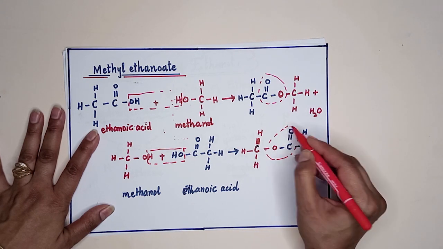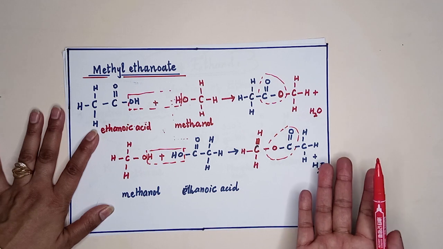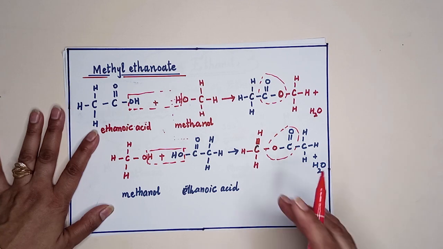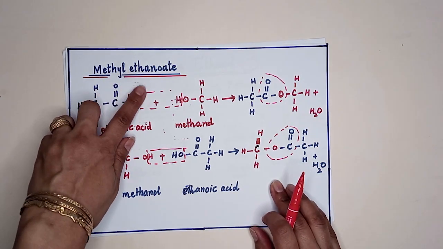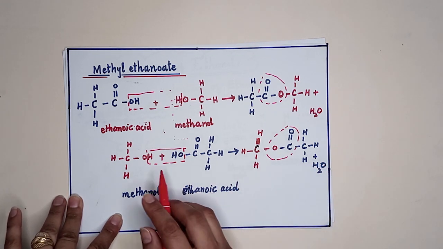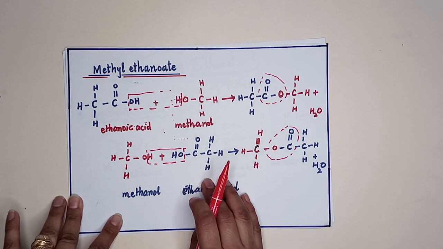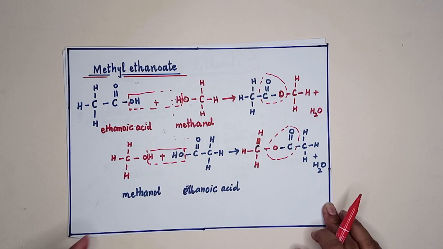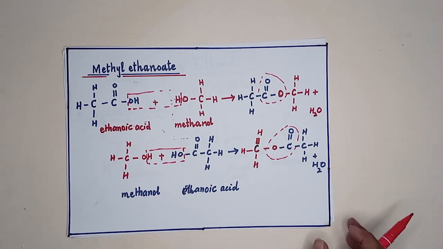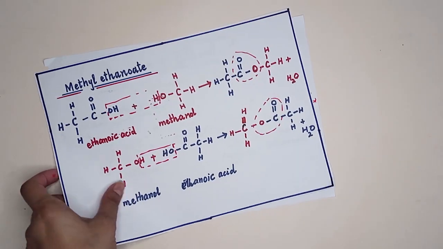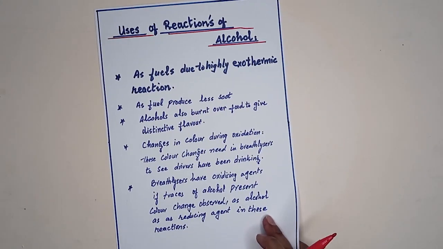It does not matter whether you write the carboxylic acid first or the alcohol first, there will be no change in the naming. First we write the name of the alcohol, and then the name of the acid, so it becomes methyl ethanoate. Methanol is here, ethanoic acid is here, so we react them together to give this compound and water. So these were the chemical properties of alcohols. Now we are going to discuss the uses of these reactions of alcohols.